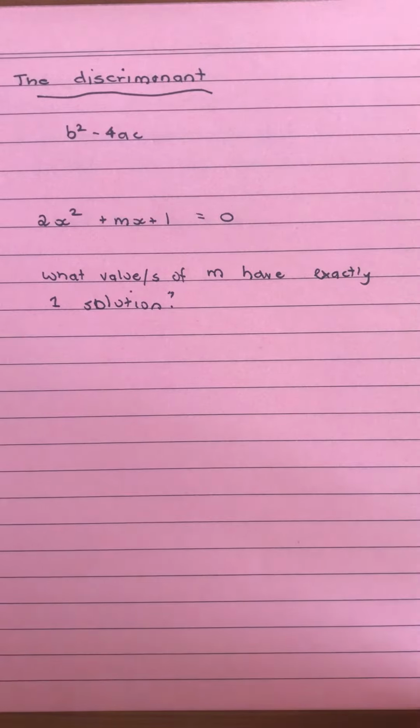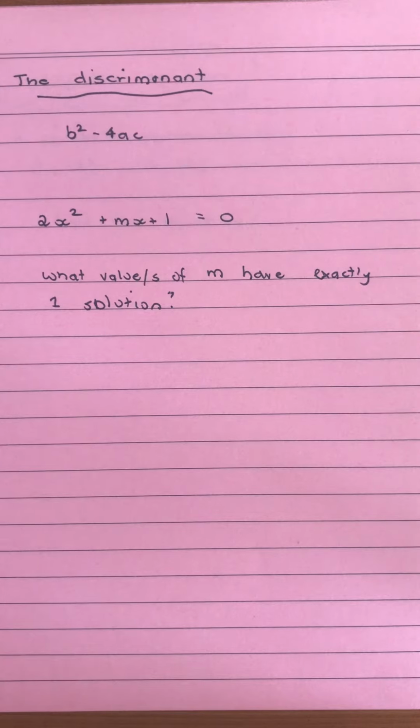Looking at the discriminant. Now, when we talk about the discriminant, we're looking at b squared minus 4ac. It's linked to the quadratic formula, and that's the bit that is inside the square root sign. So obviously, if we have a 0 inside the square root sign, we're going to get the same thing when we plus or minus that, and so we'll only get one solution.